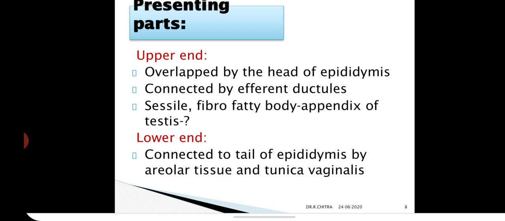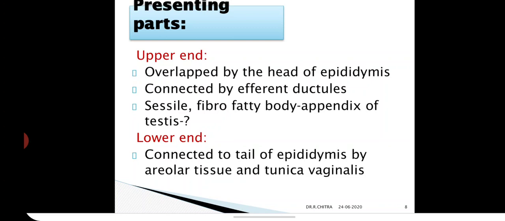Upper end gives attachment to the appendix of the testis in the upper part. What is it? It is an embryonic remnant of the cephalic part of the Mullerian duct. So the Mullerian duct, which gives rise to the female reproductive system in the female, atrophies in the male, and it has its embryonic remnant as the appendix of the testis. Lower end is connected to the tail of the epididymis by areolar tissue. So that is the lower end.